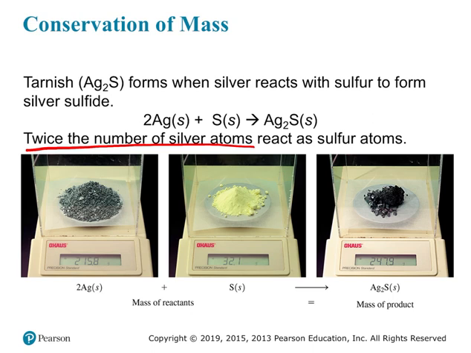So, let's say that we measure out 215.8 grams of silver and then 32.1 grams of sulfur. According to the law of conservation of mass, the final mass of the products should equal the sum of those two. So, in fact, we end up with 247.9 grams of silver sulfide. Okay, so just as a reminder, remember that in a reaction, mass is conserved.